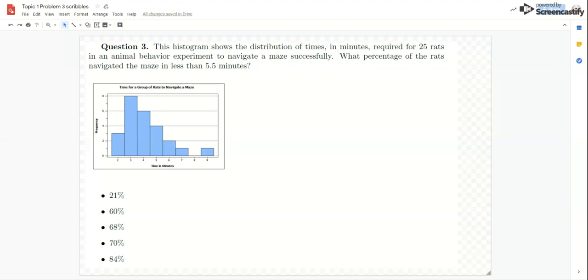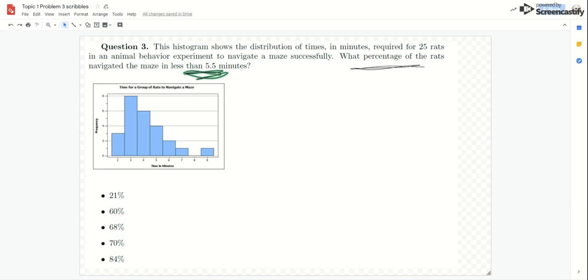This problem is about interpreting a histogram. So we've got these different amounts of rats doing an experiment, and then we have to figure out what percentage, right? So that's what we're being asked to really engage with. What percentage of the rats navigated the maze in less than 5.5 minutes?